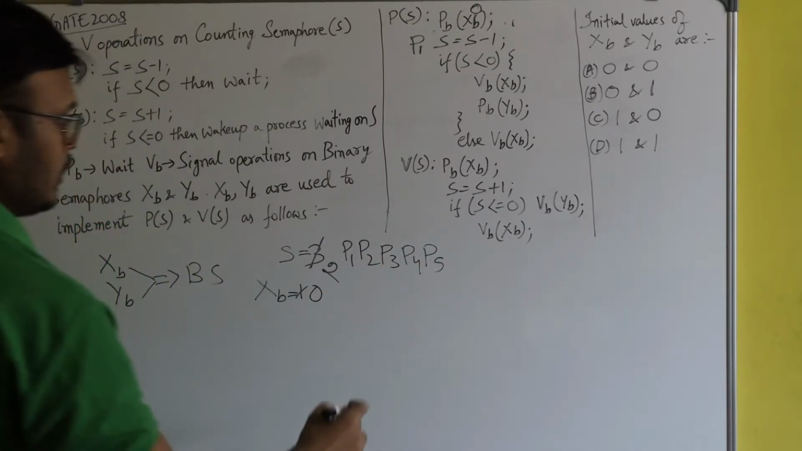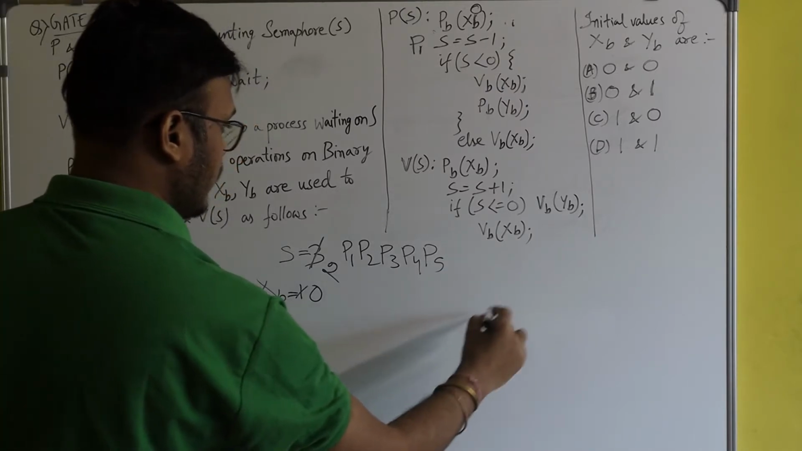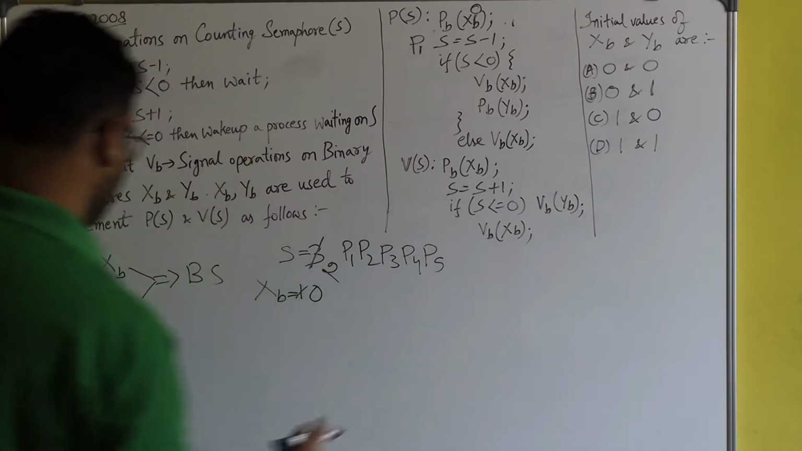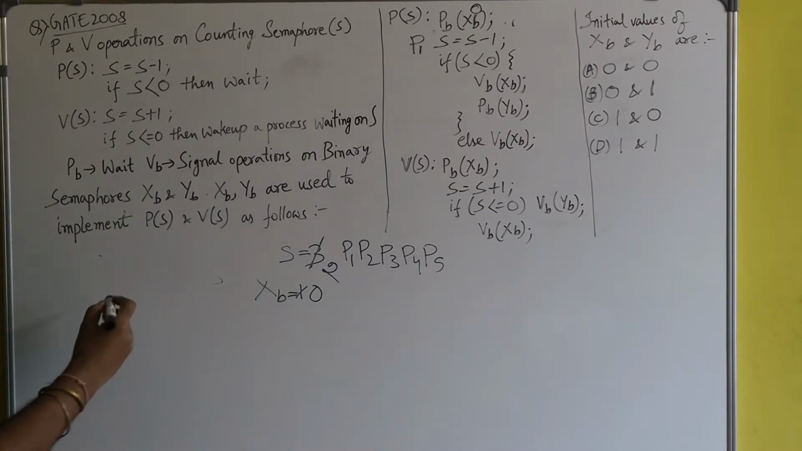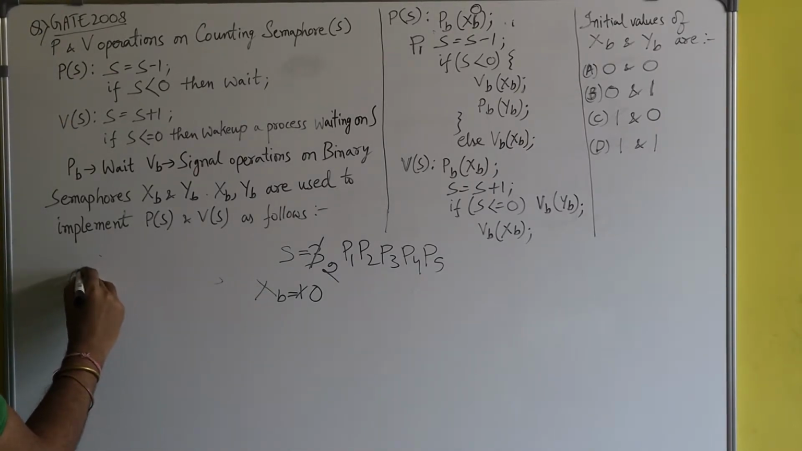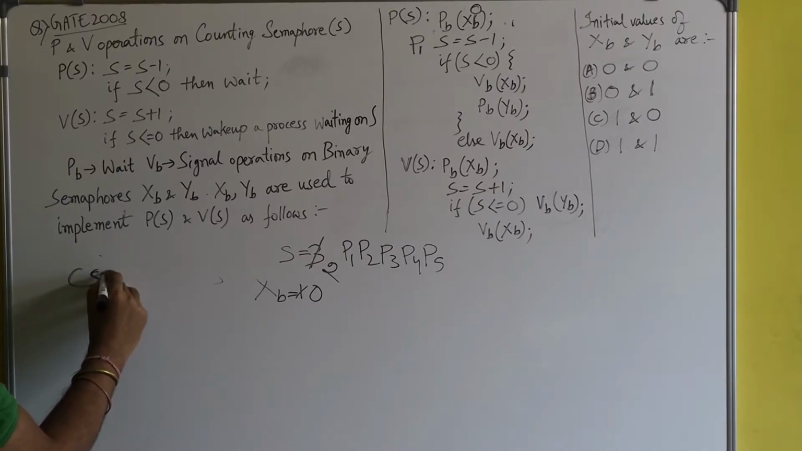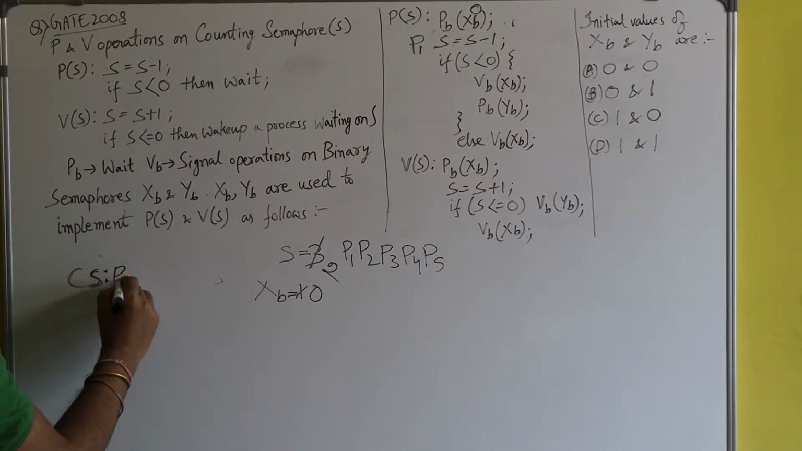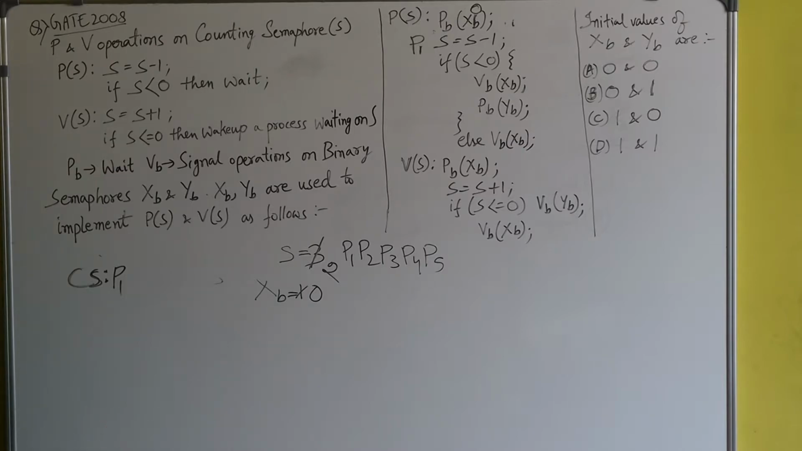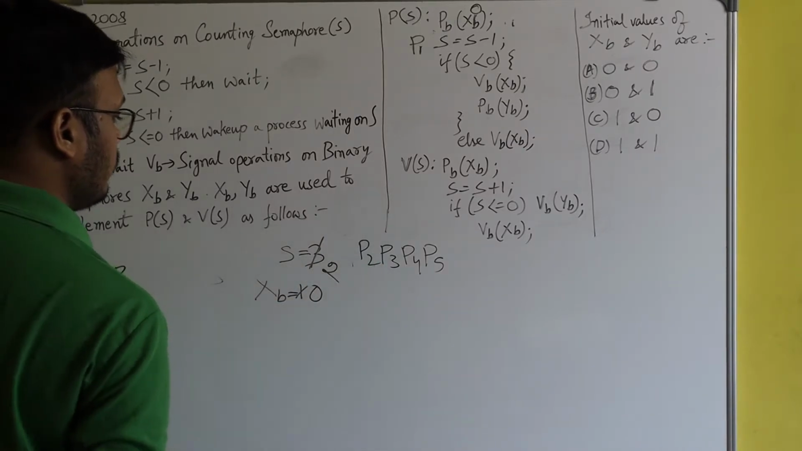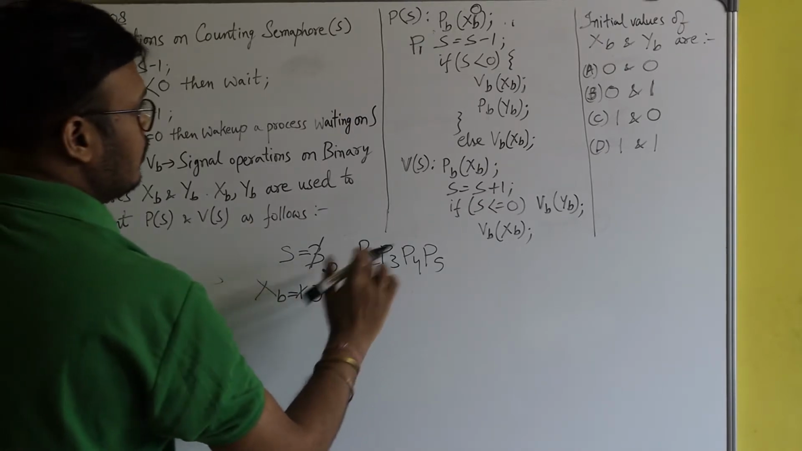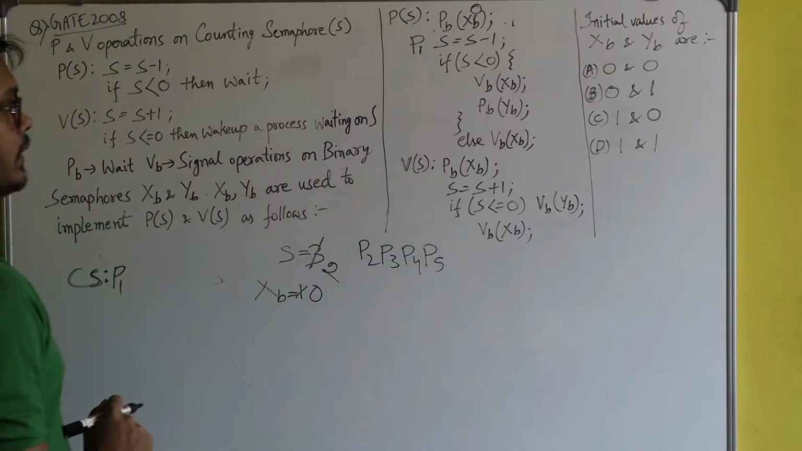Okay, so let me write here, critical section. Suppose here I am writing. So it's a critical section. Now P1 has got the entry inside the critical section successfully. So from here I am removing P1. Fine. So now P1 is inside the critical section.